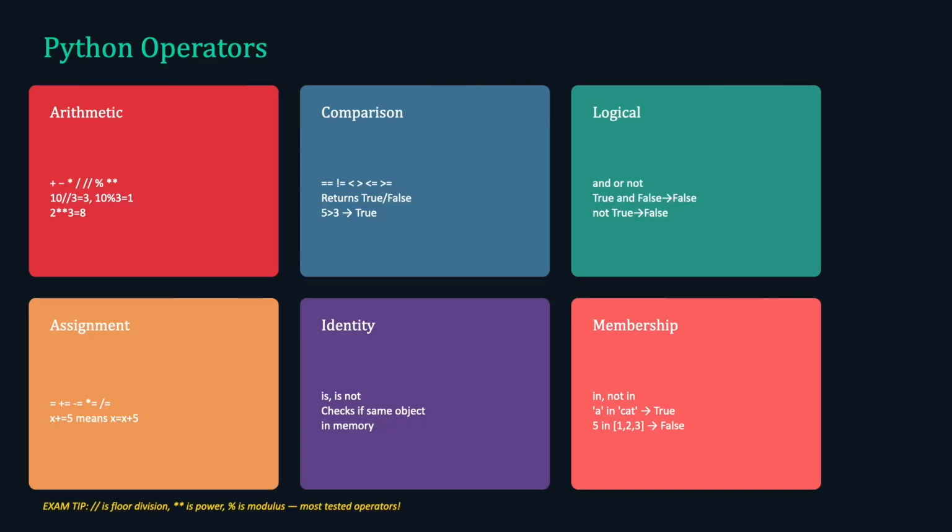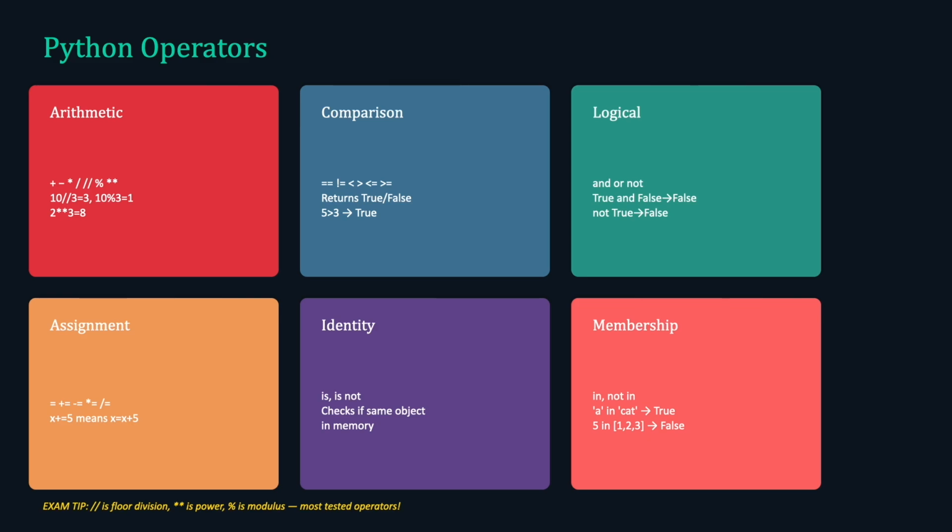Python has six operator categories. Arithmetic: plus, minus, multiply, divide, floor division, modulus, power. Floor division with a double slash truncates the decimal. 10 // 3 gives 3, not 3.33. Power with a double star: 2 ** 3 gives 8.